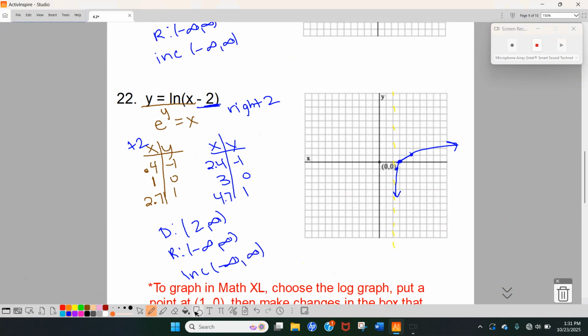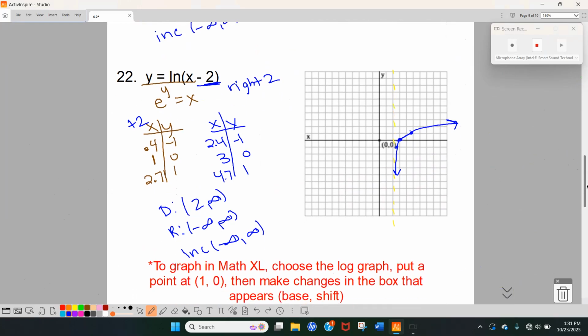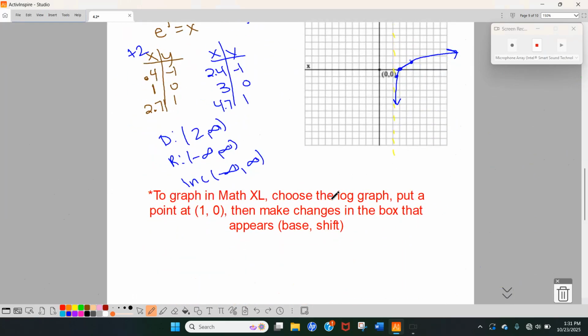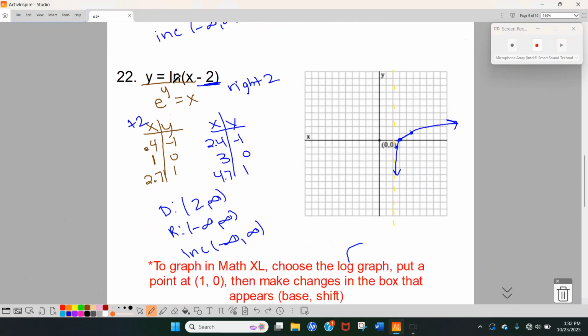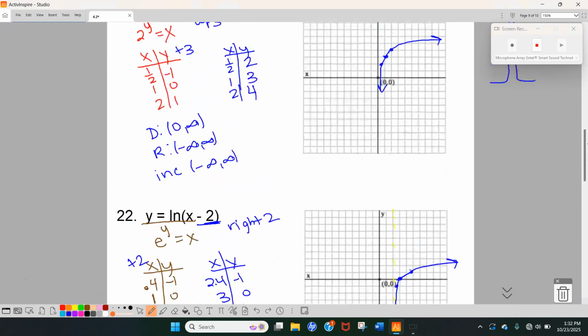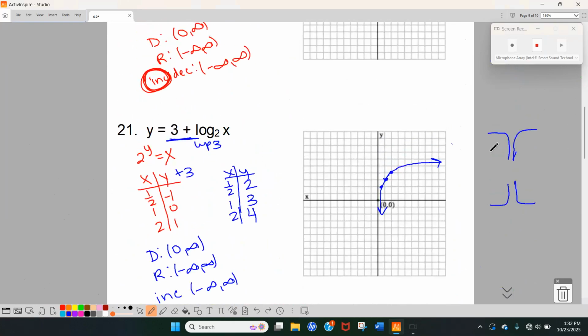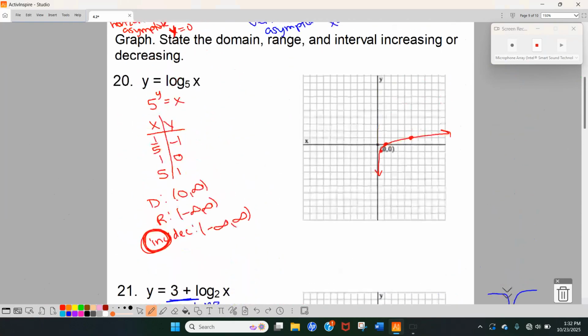All right, so again, in Math Excel, make sure you choose the log graph, so the one that looks like this. Put a point at 1, 0, and then a box is going to pop up, and you're going to change it. Now, pay attention. If it's an Ln, it's going to give you a base of 10. Anything else is probably going to give you base E. So don't get locked into, ooh, they give me base E. When it needs to be base E, they're going to give you a different base. So always go change the base. If it's Ln, you put in an E. If you are doing this problem, the base is 2. If they give you a log with no base, then remember it's base 10. This one was base 5.